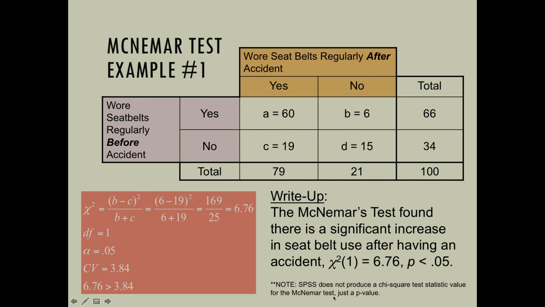But this is the write-up for a McNemar's test. If you see it somewhere, this is very similar to a chi-square. So it uses the same chi-square symbol and the degrees of freedom, then the value found, and the p-value.